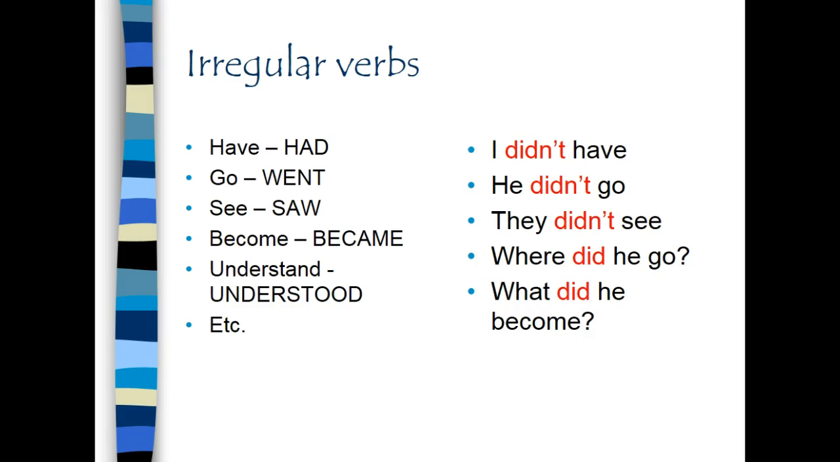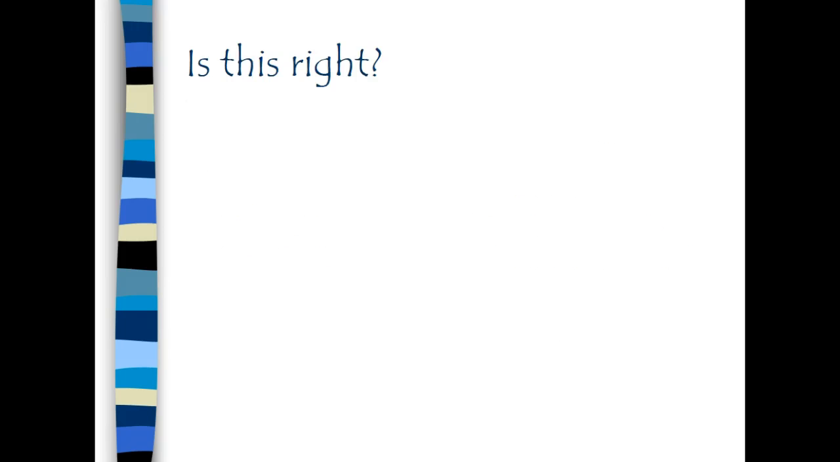For irregular verbs, you have to learn them. But the same rule applies for making negatives and questions. So, have, the past is had. But to make it negative, I follow the same rule. I didn't have. He didn't go. They didn't see. Where did he go? What did he become?